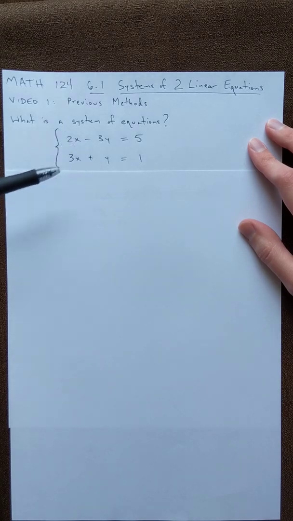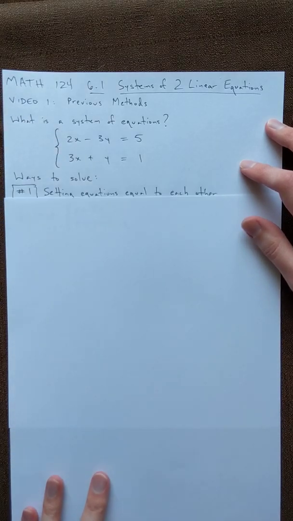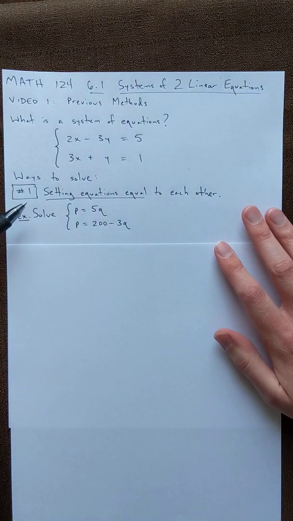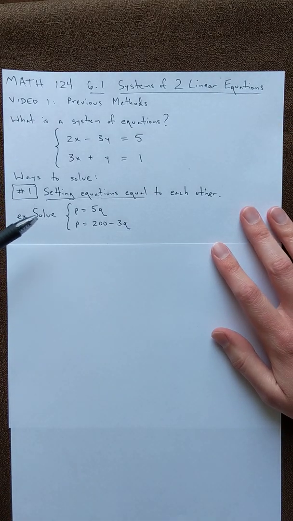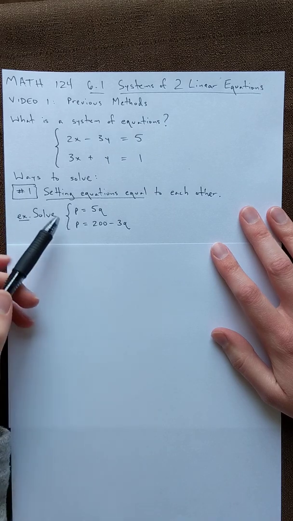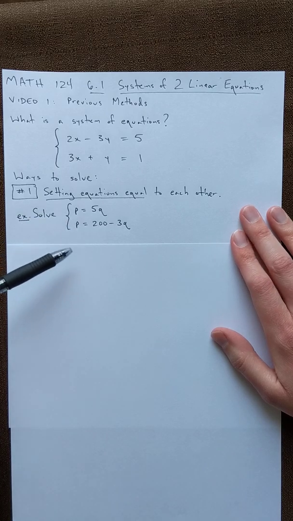What points do they have in common, or what values of the variables x and y can we plug in to make both equations true at the same time? So this is actually something we've seen before. One way that we've talked about solving systems of equations before is setting two equations equal to each other. We used this when we were finding the equilibrium quantity and equilibrium price.